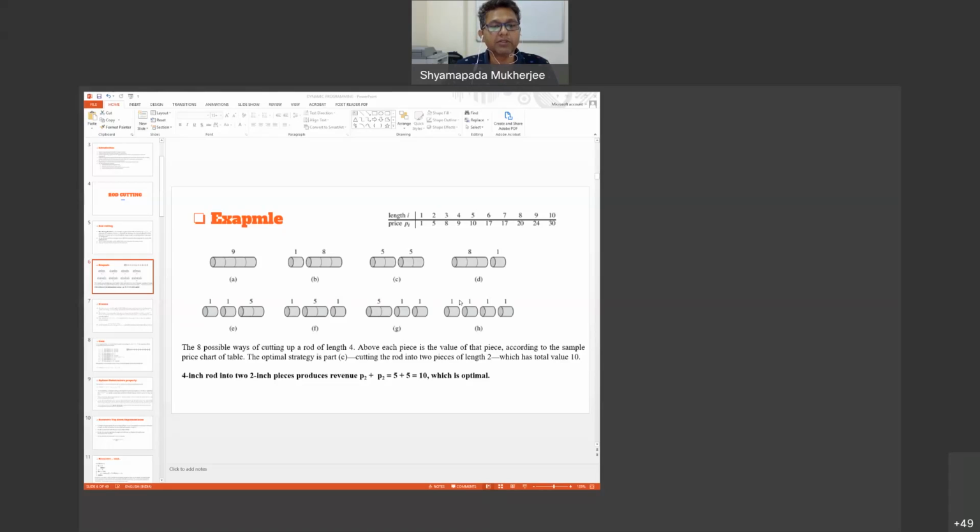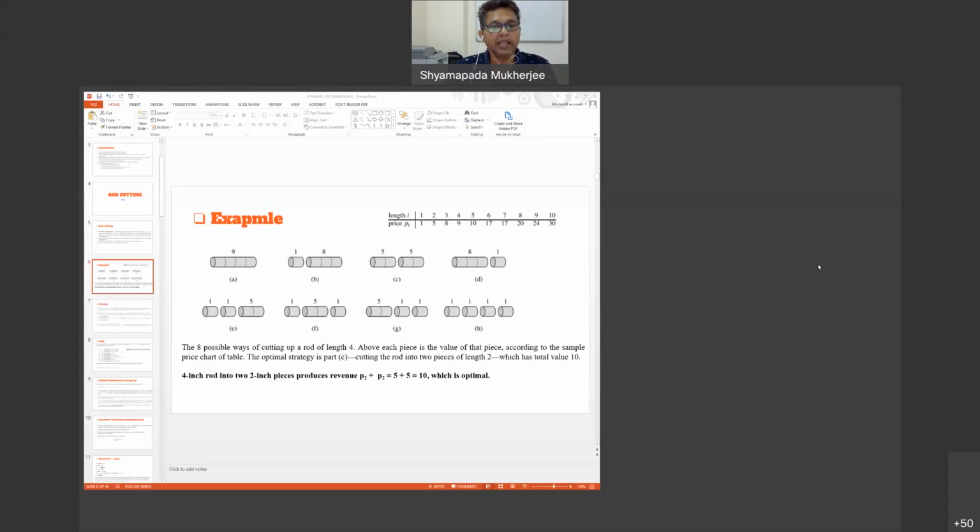So using all possible combinations, you can find out that the maximum value we are getting is when the rod is cut into 2 pieces, where the first piece is of length 2 and the second piece is also of length 2. So the total price of this rod becomes 10. Okay. So from this one we can say that if we don't cut the rod, the optimal value is 9.